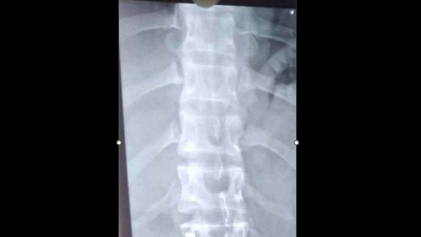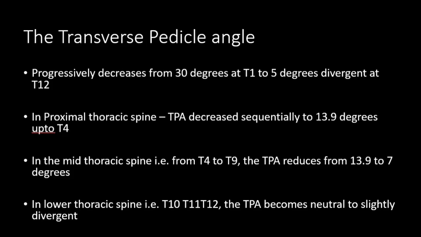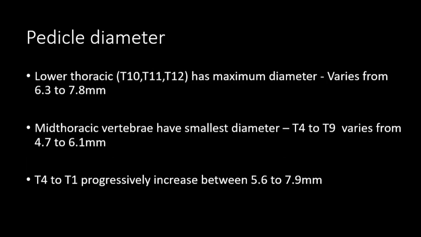Also, you can study the CT scan in a complex deformity case, so that you can get an idea of the ideal entry point for each pedicle. So this paper also describes the pedicle diameters. You can see that the lower thoracic pedicles have the maximum diameter, that is T10, T11, T12. You can actually accommodate a 5.5 screw easily, because it is 6.32, sometimes 7.8 also.